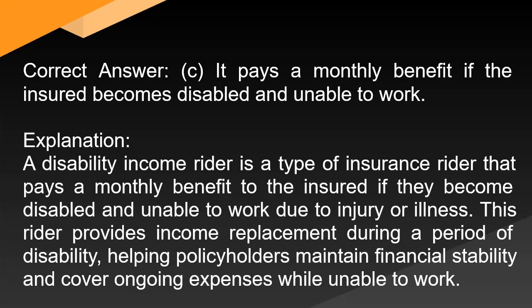Correct answer. C. It pays a monthly benefit if the insured becomes disabled and unable to work. Explanation. A disability income rider is a type of insurance rider that pays a monthly benefit to the insured if they become disabled and unable to work due to injury or illness. This rider provides income replacement during a period of disability, helping policyholders maintain financial stability and cover ongoing expenses while unable to work.